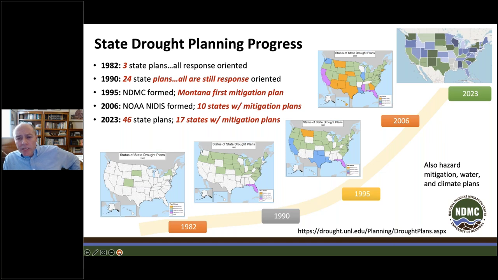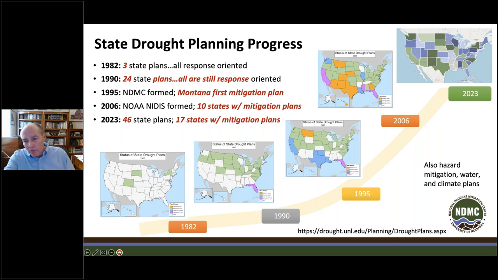But then with the creation of agencies like the National Drought Mitigation Center and NOAA's National Integrated Drought Information System Program, there's been more effort on developing not only drought response plans, but drought mitigation and response plans. Plans that outline actions that can be done in advance of drought to reduce the likelihood of experiencing drought impacts, and also identify who should do what during a drought planning process.